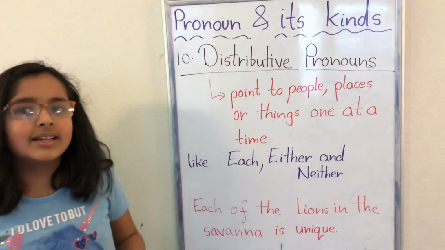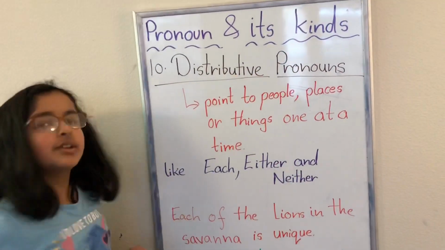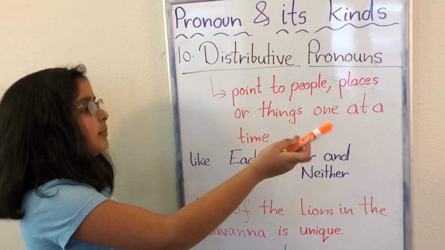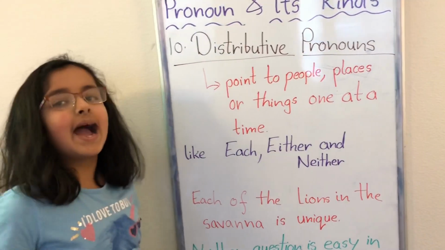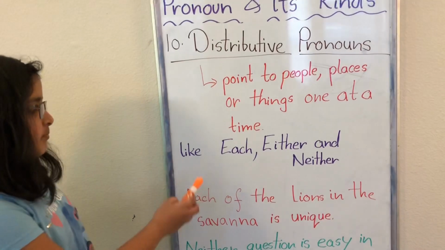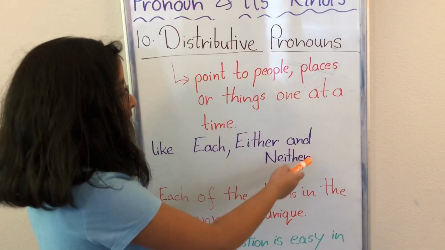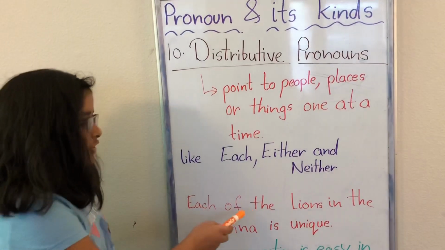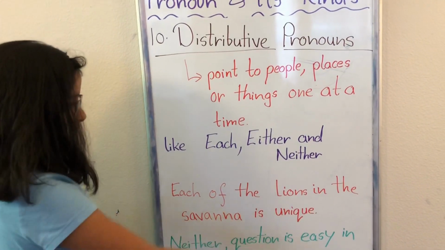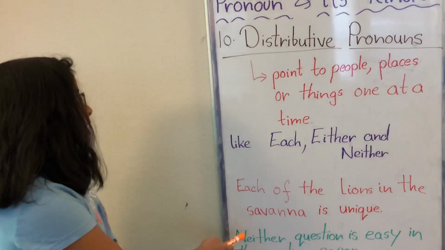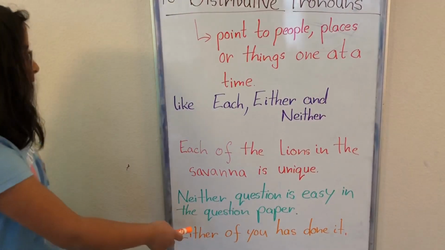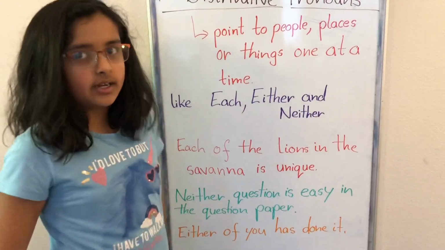The last type of pronoun is the distributive pronoun, and a distributive pronoun points to people, places, or things one at a time, like each, either, and neither. For example, each of the lions in the savannah is unique, and neither question is easy in the question paper. Either of you has done it.